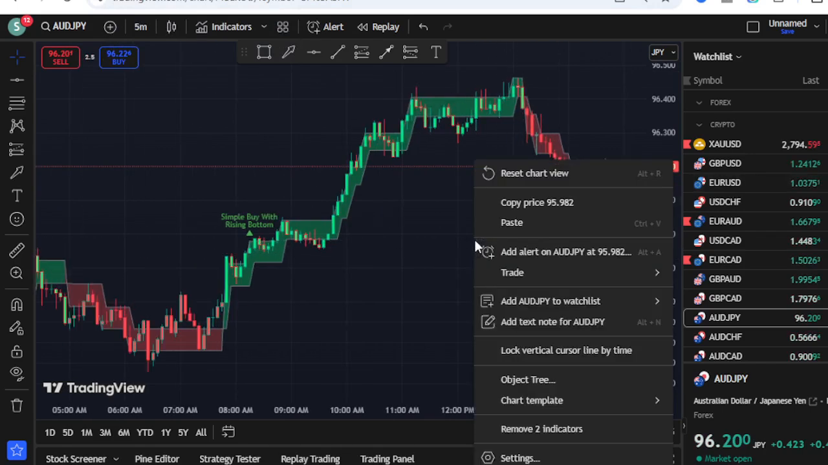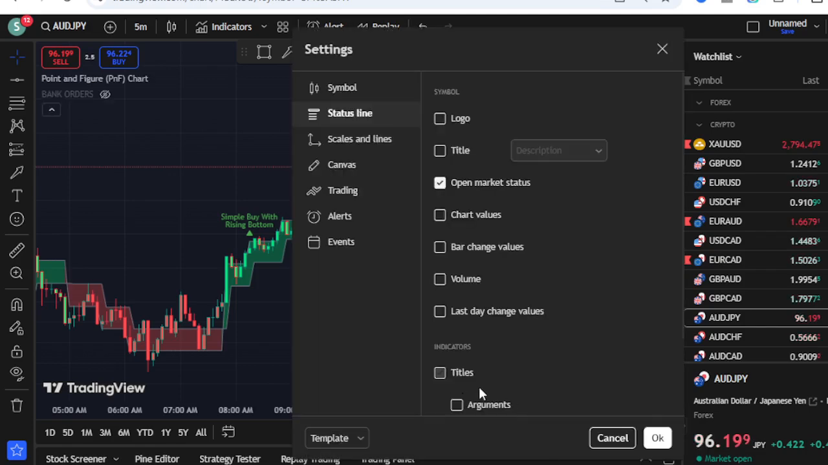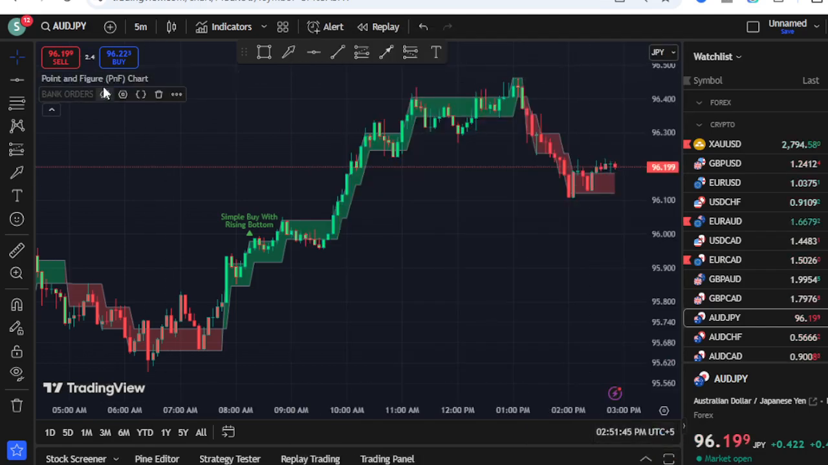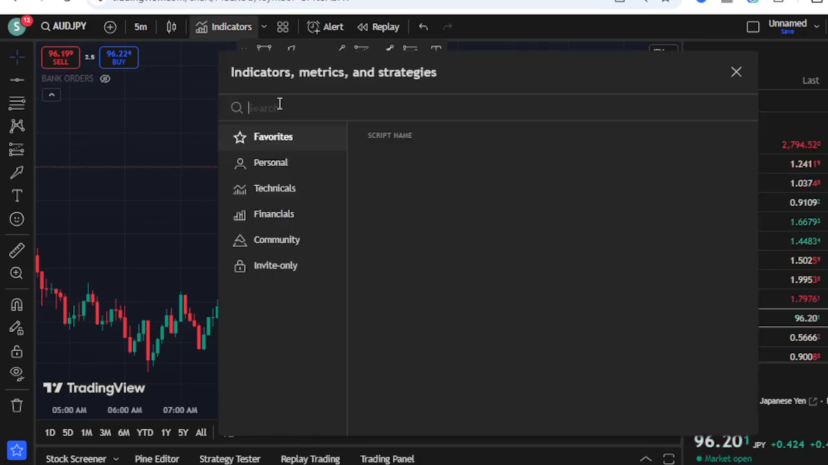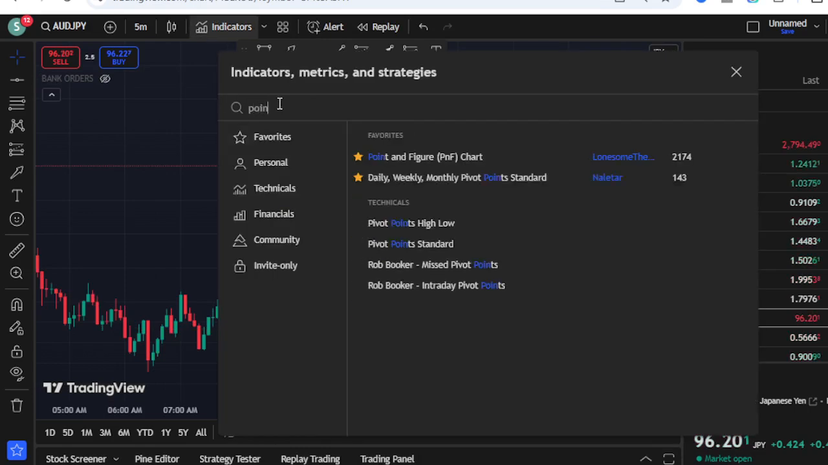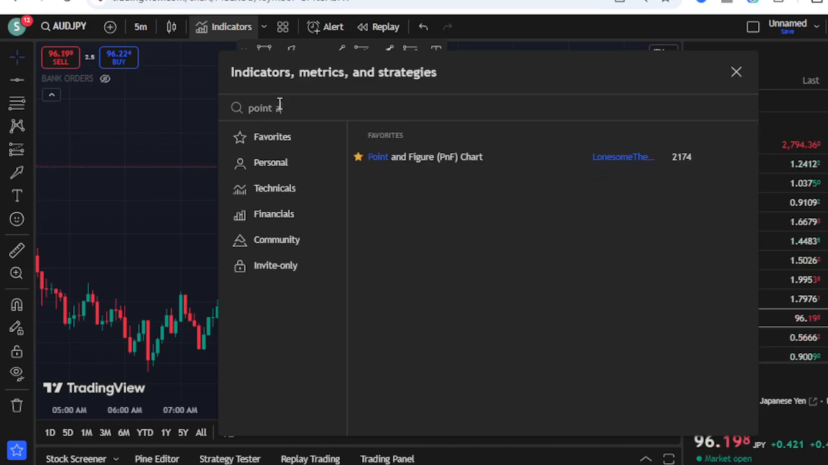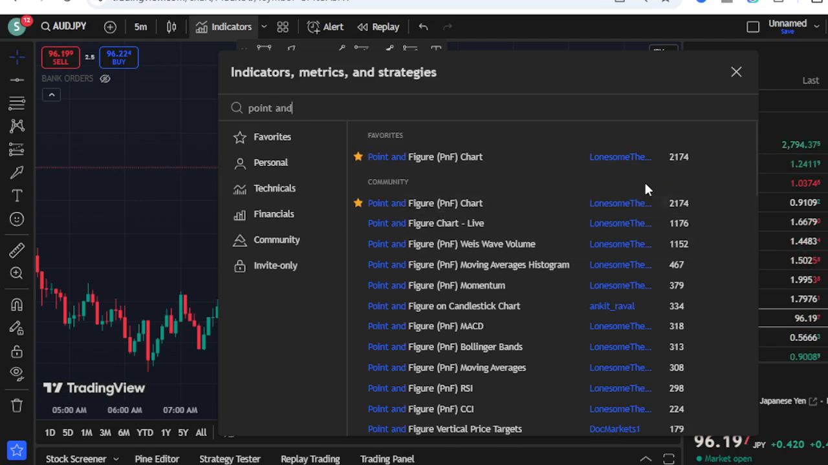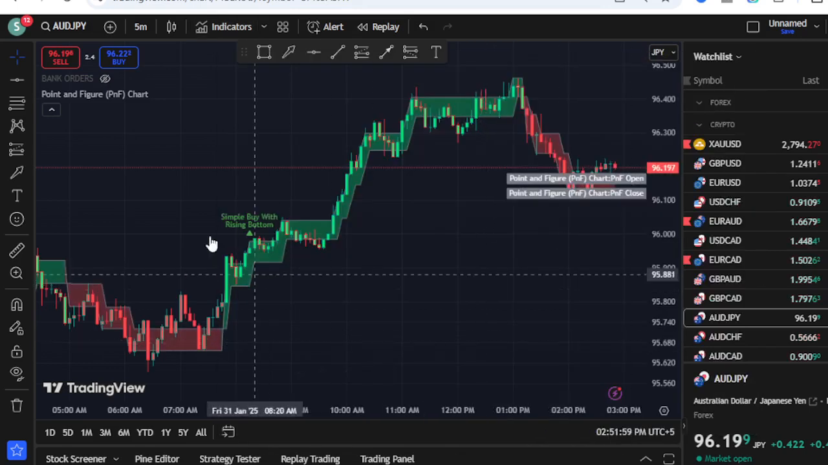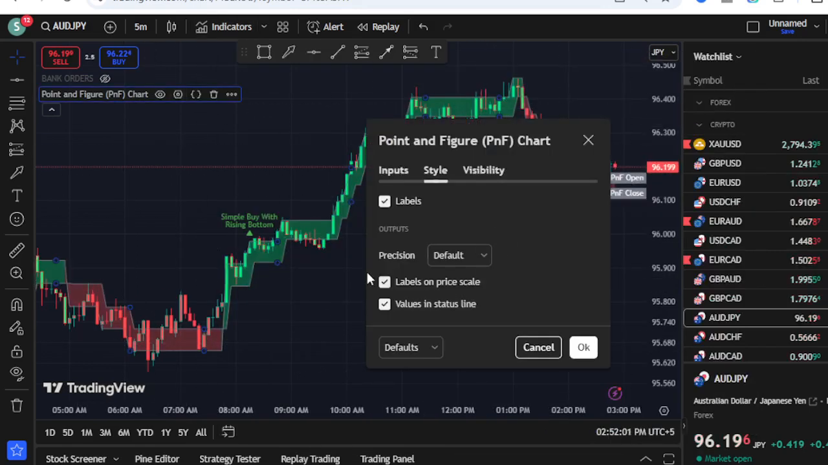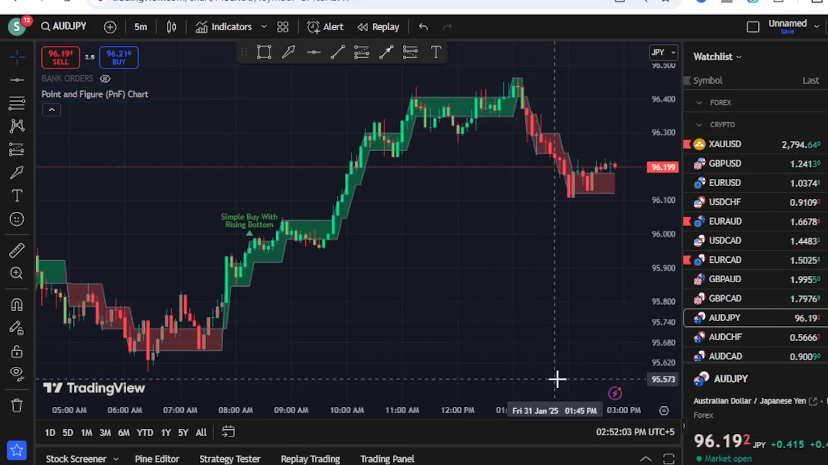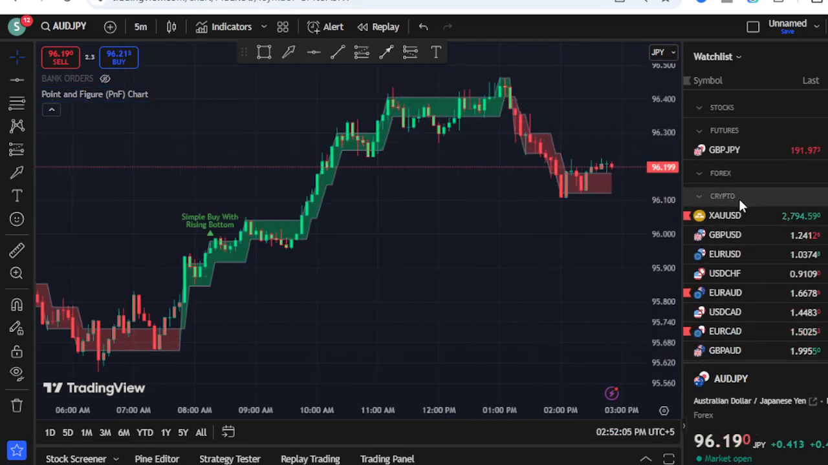Okay, guys, so I'm going to tell you which indicator this is and how to use it. So we are going to delete this indicator, and here we are going to TradingView and we will search Point and Figure. This is by the famous author Lonesome Thee, and you can see 2174 likes are already received on this indicator. Now what we do, we uncheck the labels, and this is enough for our trading setup.